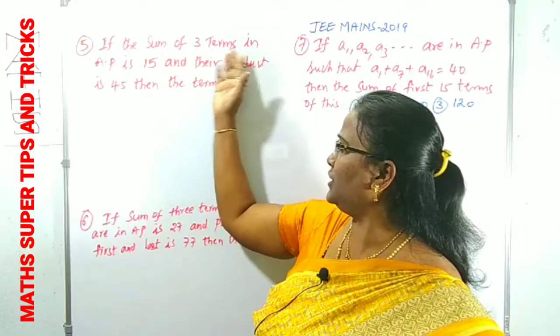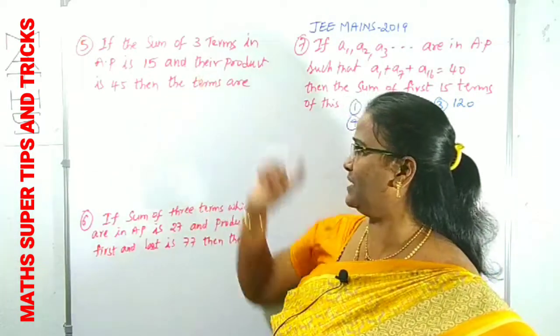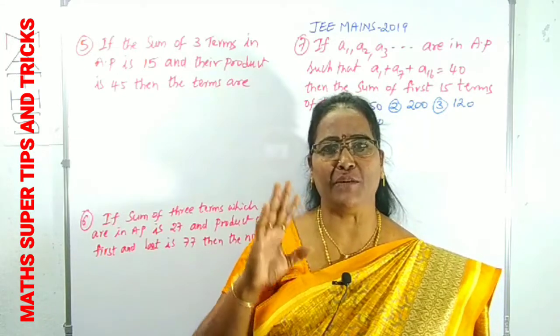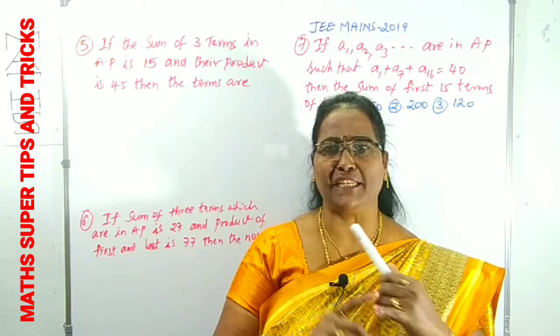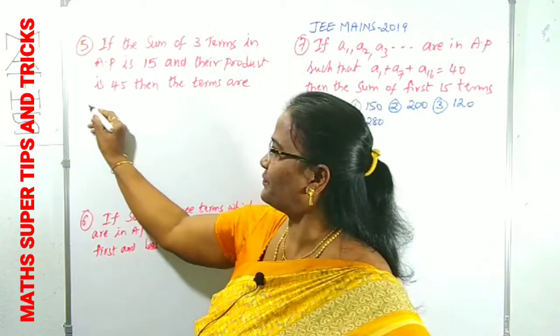Question number 5. If the sum of 3 terms in an AP is 15 and their product is 45. Three terms, 4 terms, 5 terms, up to 6 terms may be given. Better you can choose. What is the selection of 3 terms?